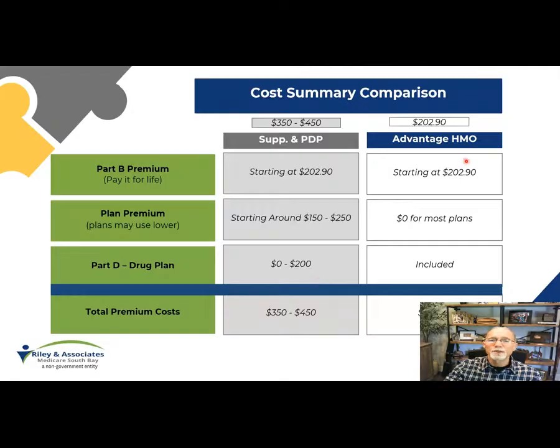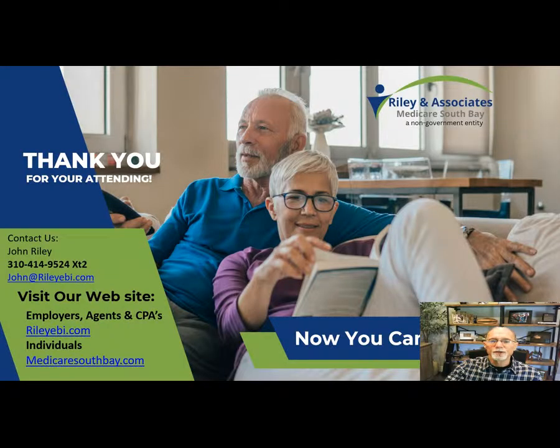Okay, option 2 is the Advantage plan. So again, everyone has to pay Part B premium. So you're going to pay your $200 or $290, and then in California, it's generally a 0 premium for most Advantage plans, and then your drugs are included. So your only real monthly cost here is going to be what you're paying to Social Security, which is the $200 or $290. Okay, so hopefully that gives you a good idea.